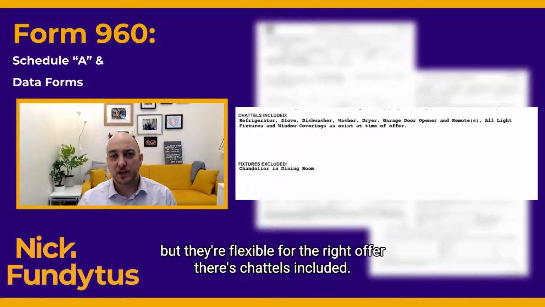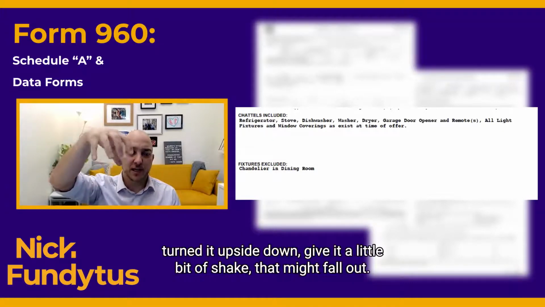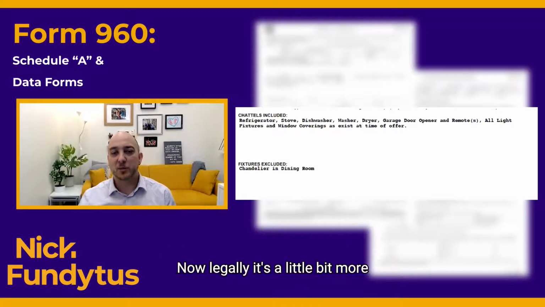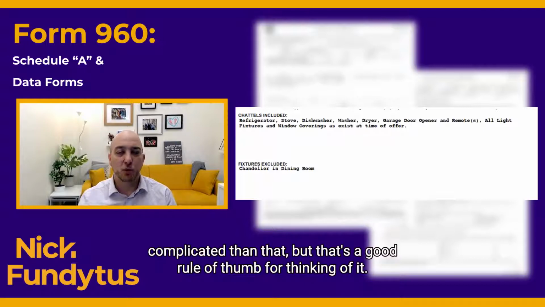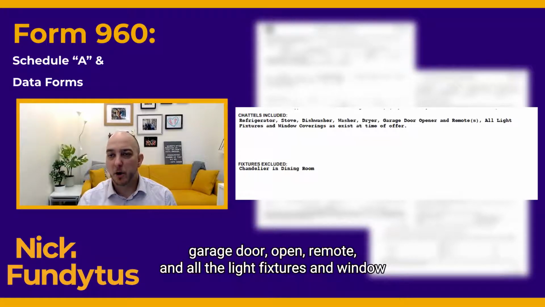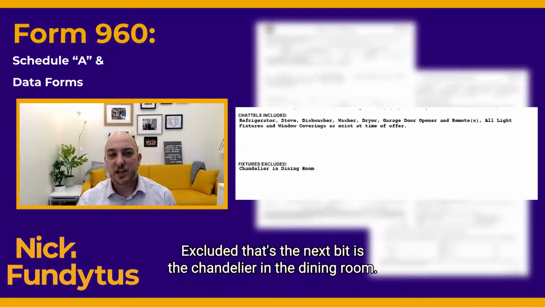There's chattels included. A chattel is anything that if you took the house, turned it upside down, gave it a little bit of a shake, that might fall out. Now, legally, it's a little bit more complicated than that, but that's a good rule of thumb for thinking of it. So in this case, we've said that the fridge, stove, dishwasher, washer, dryer, garage door opener, remotes, and all the light fixtures and window coverings are included, except for the fixture excluded, that's the next bit, is the chandelier in the dining room.